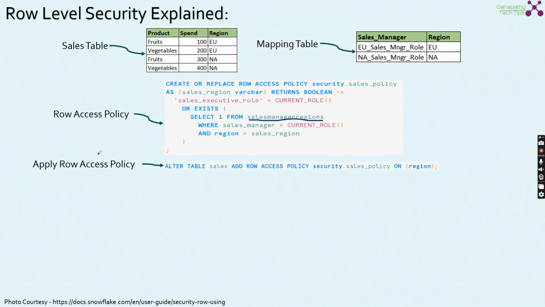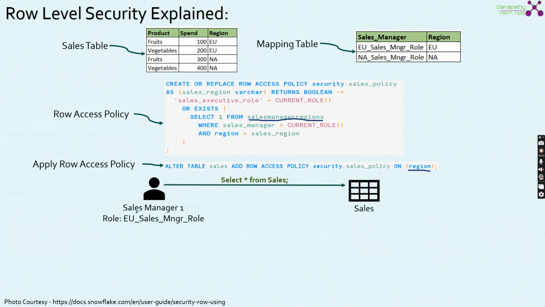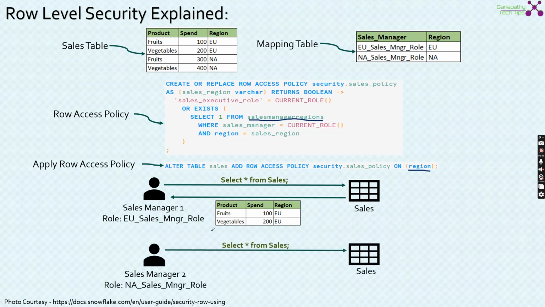Similarly, we are applying the row access policy using the alter table command. We are applying this row access policy to the sales table, using the policy which we created, on the region field. Now we will see. Sales manager 1, who has the EU sales manager role, fires this query, select star from sales, against the sales table. He will see only the EU related records. That is the important thing to know. So the region based selection is happening via this mapping table, and sales manager 1 can see only EU related records.